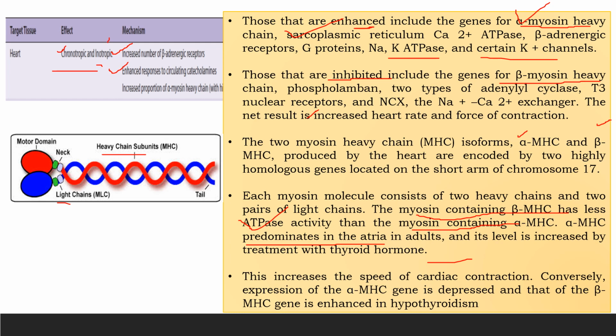And alpha MHC activity level is increased by the treatment with the thyroid hormone. This increases the speed of cardiac contraction. Conversely, expression of the alpha MHC gene is depressed and that of the beta MHC gene is enhanced in hypothyroidism. So we can see that cardiac output change will be there by indirect mechanism, that is the heat dissipation, peripheral dilatation and all this. It can happen via direct action of the contractility. This is mediated by the increased concentration of alpha MHC.